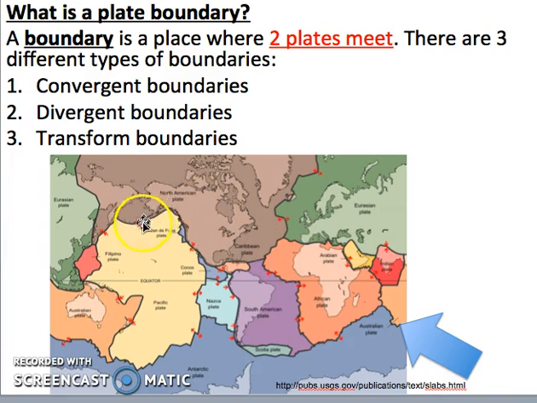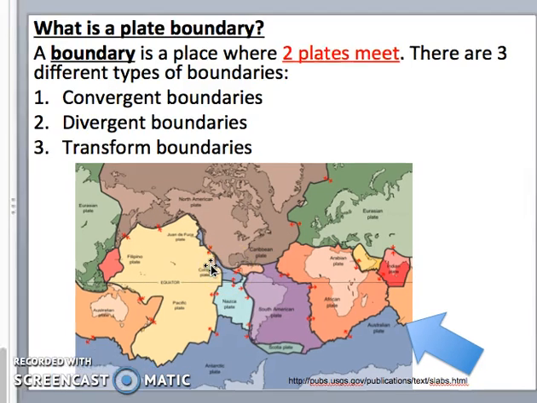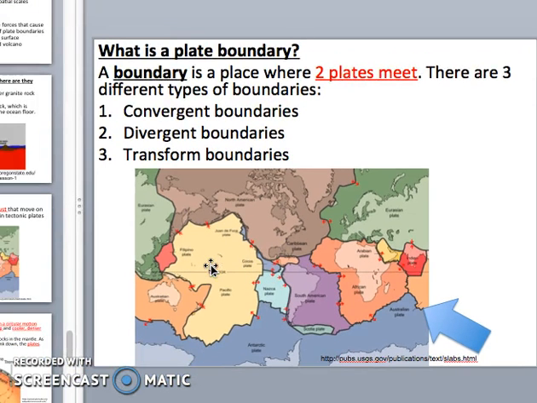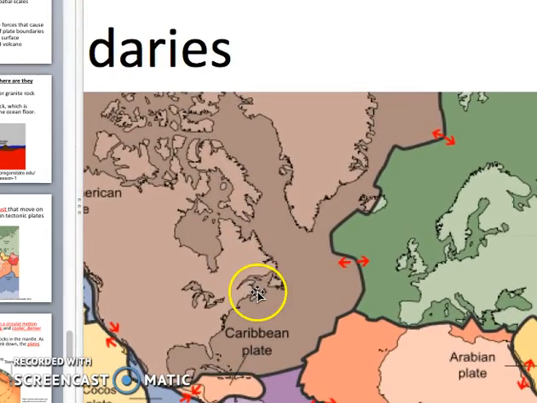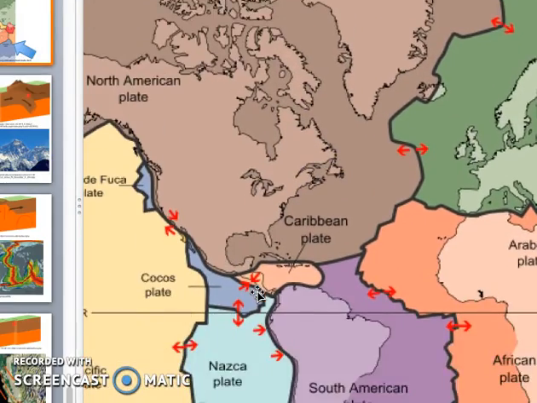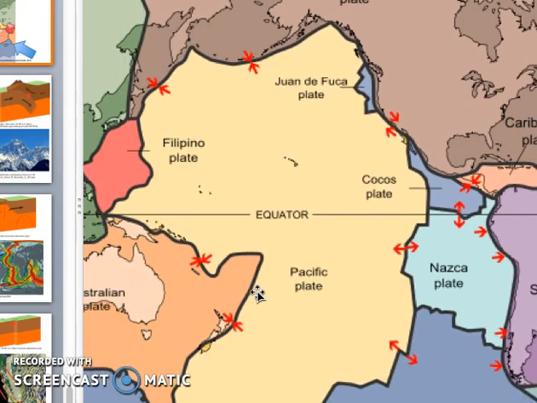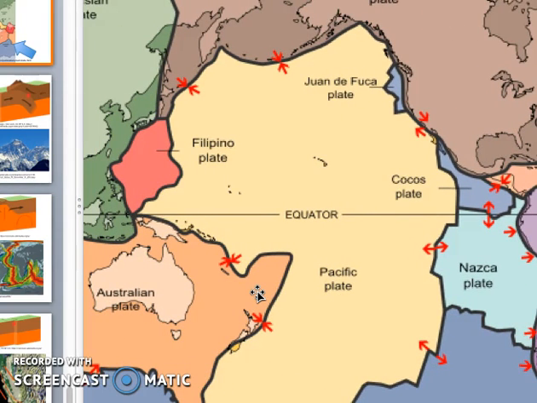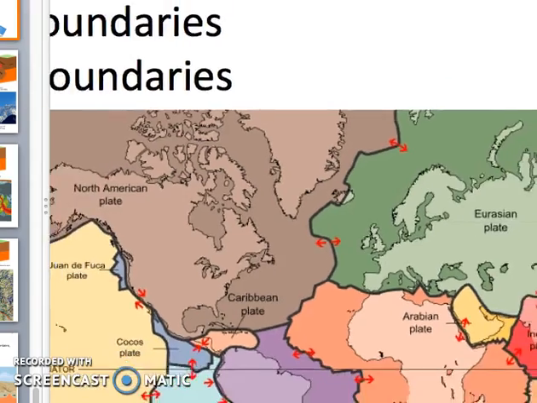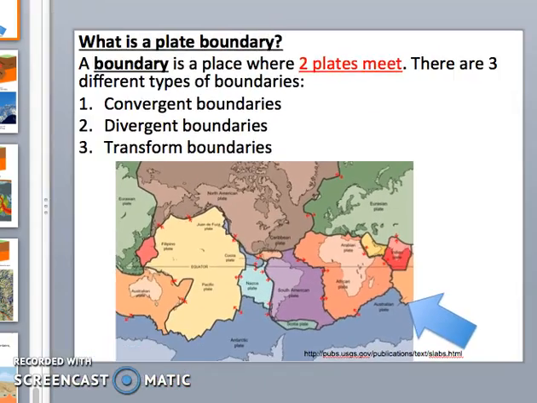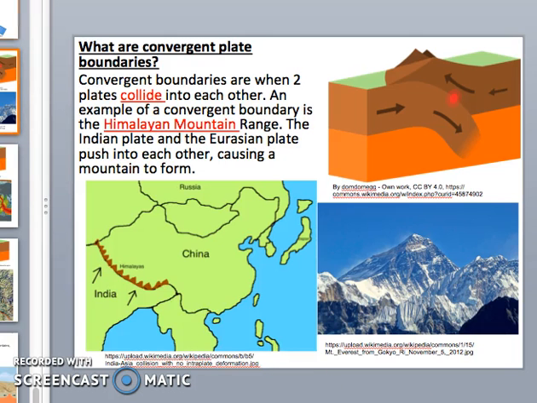And you can actually see how boundaries are different from this picture. I don't know if you guys can see it. Let me zoom in really quickly. You guys can see that these arrows represent the movement of the plates, and basically these movements are either transform, convergent, or divergent. So let's talk about the different types right now. Alright, so zooming back out.